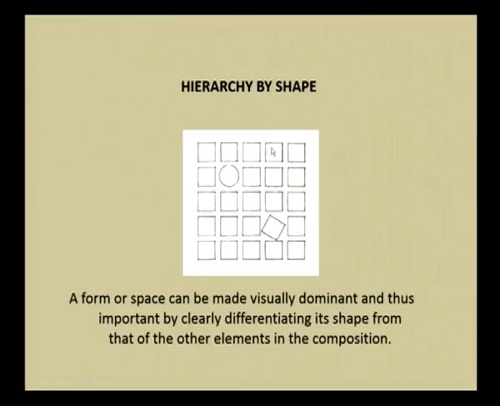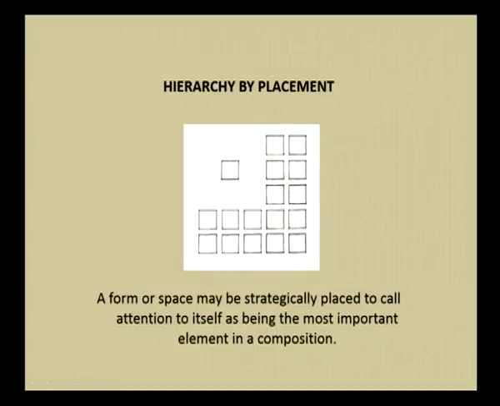Now, we will see how hierarchy can be created by changing the shape. In this composition, you see many spaces or objects, out of which only two seem to be important because the shape, or the arrangement of the shape, changes. Hierarchy can also be created without changing the shape and size, just by placement. In this case, the shape is not different and the size is not different, but just by placing the shape in a different location, an importance can be created.